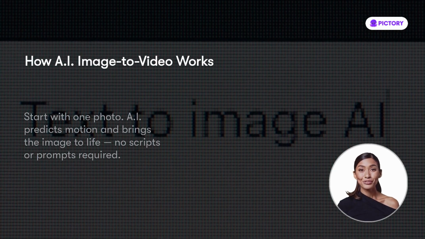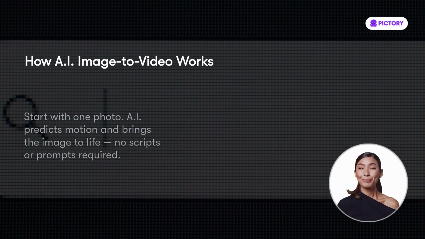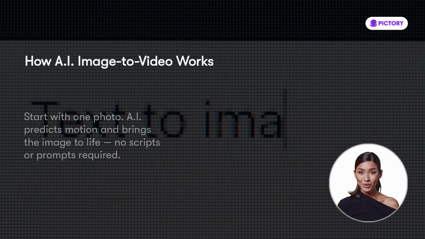This process differs from text to video and text to image because you start with an image. Pictory simplifies this by allowing marketers and educators to animate photos quickly.